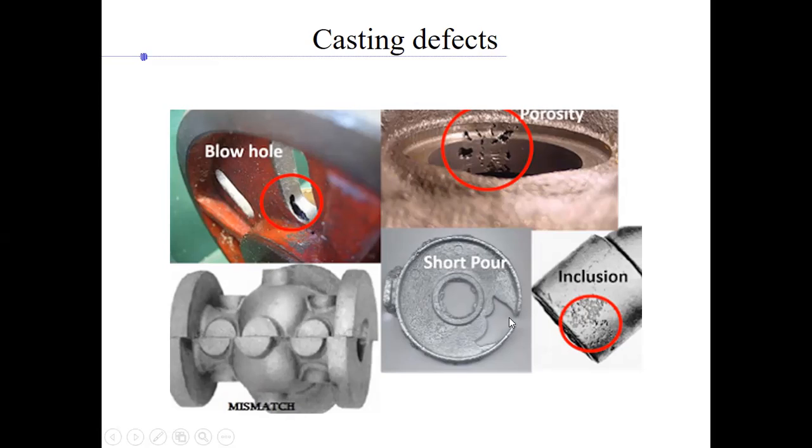So multiple gates, I believe, would solve this problem. A gate here as well, a gate there. So it depends on the size of the casting. We'll see a slide also where you have the reasons for the defects, and how you avoid those defects.